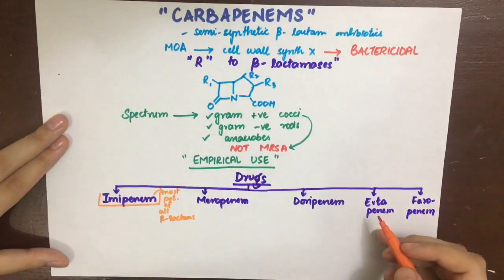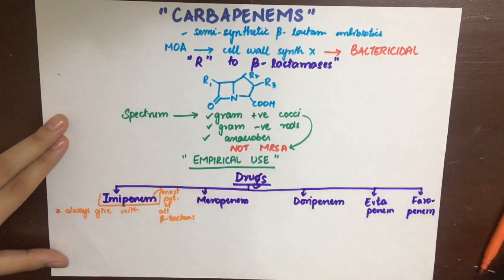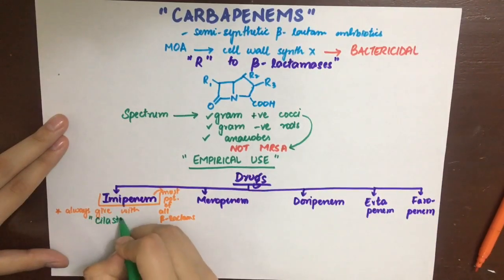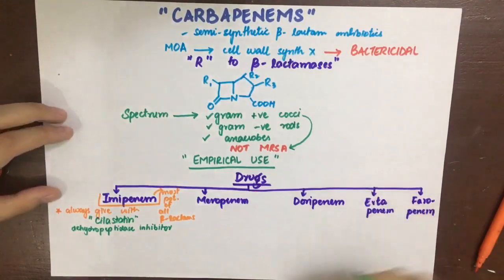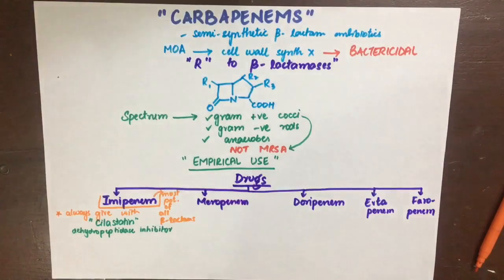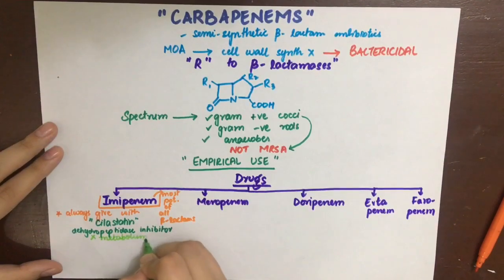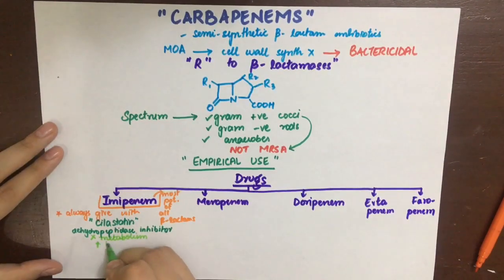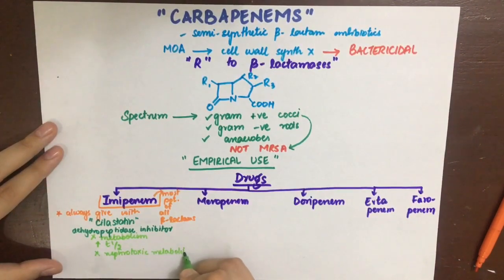Imipenem is the most potent of all the beta-lactam antibiotics. Now this is a point to remember. Whenever we administer imipenem, we don't give it alone. We give it with cilastatin, that is a dehydropeptidase inhibitor. Now, the purpose of using both of these at the same time, not in one preparation but in the same IV line, is that first it inhibits its metabolism and thus increases its half-life.